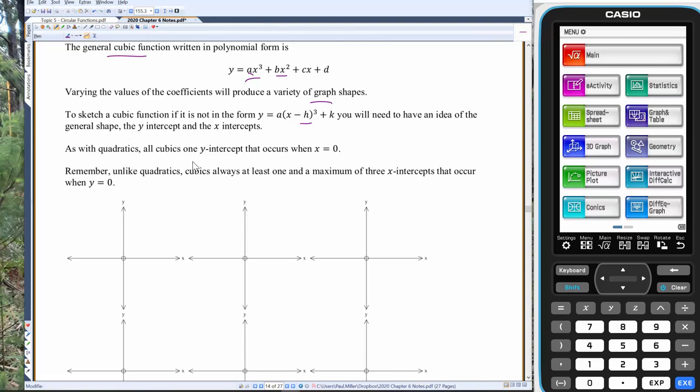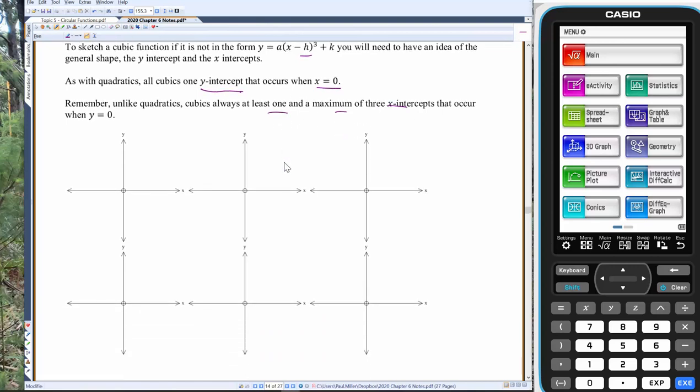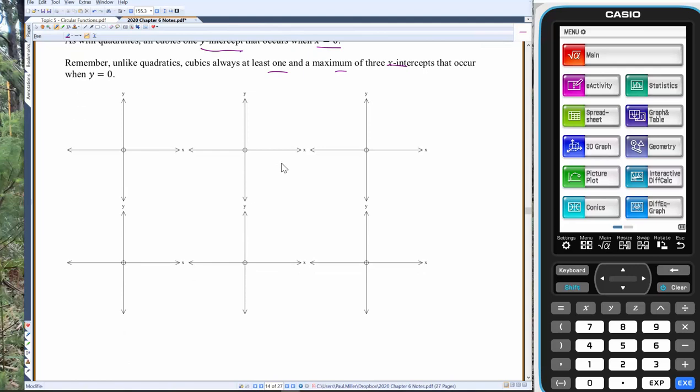As with quadratics, all cubics have one y-intercept that occurs when x is equal to 0. But unlike quadratics, cubics always have at least one x-intercept, always, okay, and a maximum of 3 x-intercepts. So here are some of the different shapes that we might get. Okay, there's 3 x-intercepts.